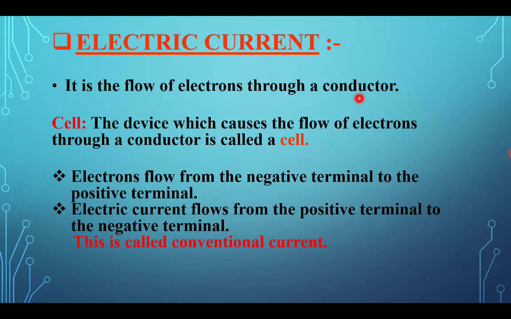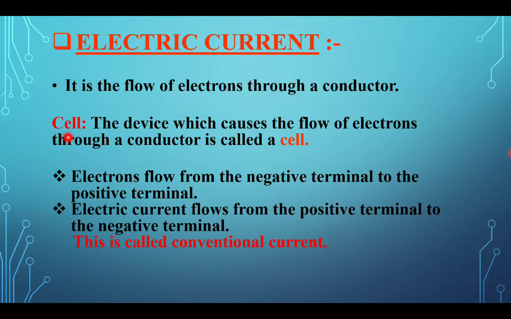Now you are aware of what a conductor is. A conductor is a material which allows electric current to pass through it easily, and there are basically two types of material: conductors and insulators. Insulators are bad conductors. We can say that they do not allow electric current to pass through them.